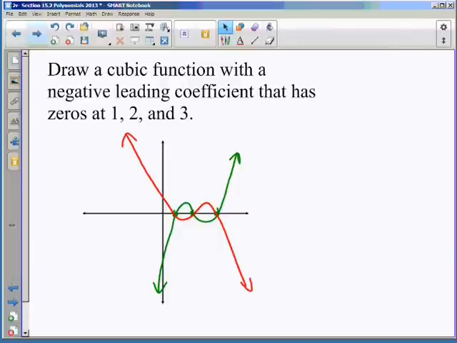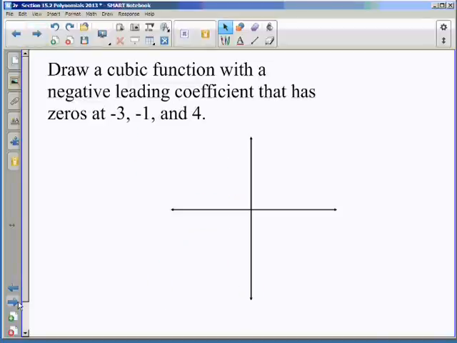Okay? There's an infinite amount of possible correct answers, but considering that there are two options for how this thing starts and ends, we could look at either of these. But that has to cross the x-axis at those points 1, 2, and 3. All right, draw a cubic function with a negative leading coefficient that has zeros as stated. Go ahead and try this on your own and then hit play.